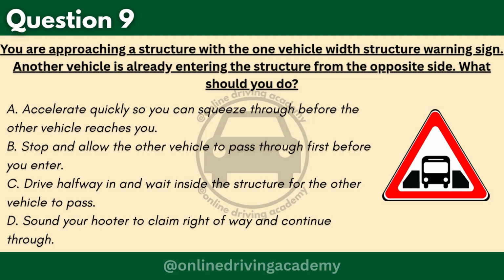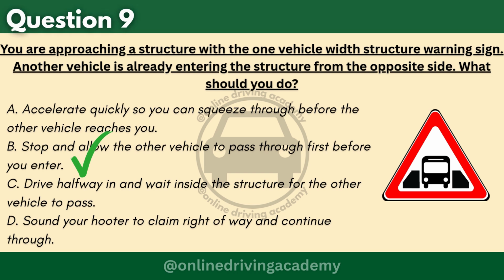With option C, it says drive halfway in and wait inside the structure for the other vehicle to pass. Now, since the structure is only wide enough for one vehicle, if you enter the structure and drive halfway and wait, it means that you're going to block traffic because the other vehicles will not be able to pass, right? Remember, it's only wide enough for one vehicle. Therefore, option B will be your correct answer. You need to stop and allow the other vehicle to pass through first before you enter.